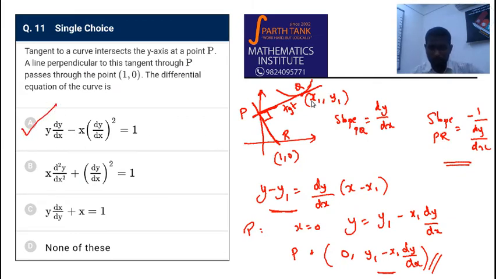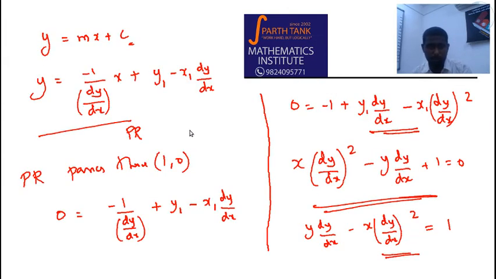Okay, very simple. Remember, there is a point x1 y1, tangent is dy by dx, and there is another line whose slope is going to be minus 1 by dy by dx. Now the tangent's equation is this, and you find the y-intercept from there, and using that y-intercept and this slope, find the equation of PR. This is the equation of PR, and since PR passes through 1, 0, eliminate x and y, you get an equation in x1 y1, and since x1 y1 can be arbitrary, you substitute x and y in place of x1 and y1, and you get the differential equation.